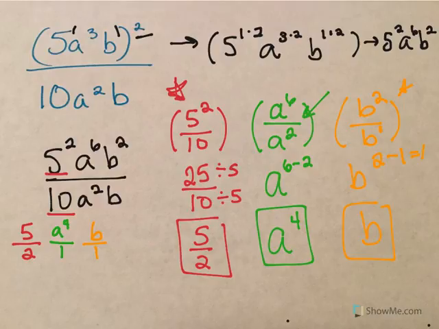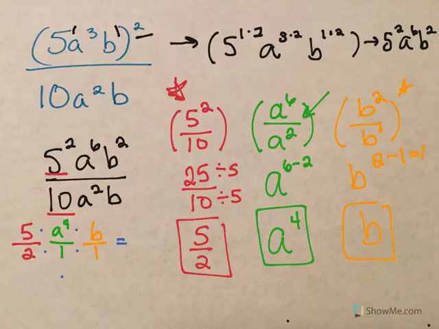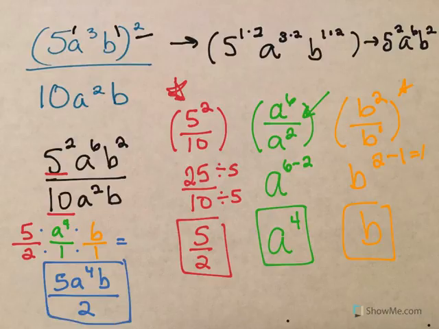Just like numbers, when variables are not in fraction form, we can put them over 1 to put them into fraction form. Then all we do is multiply across to get our final answer. We can rewrite this then as 5a to the fourth b all over 2. And this is our most simplified expression here in blue.